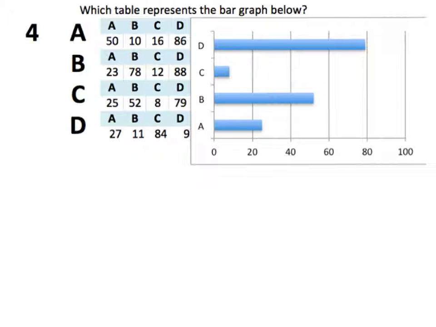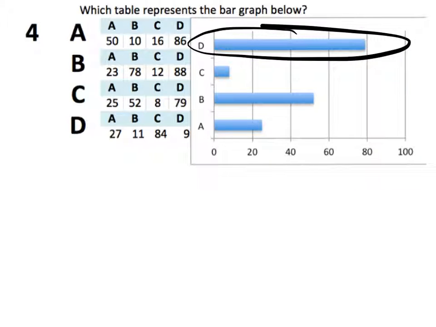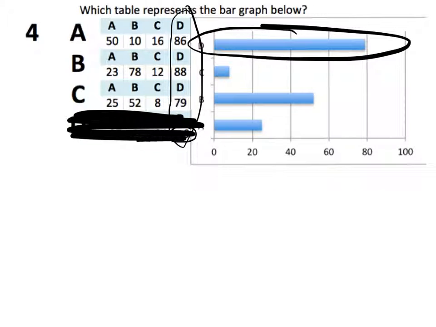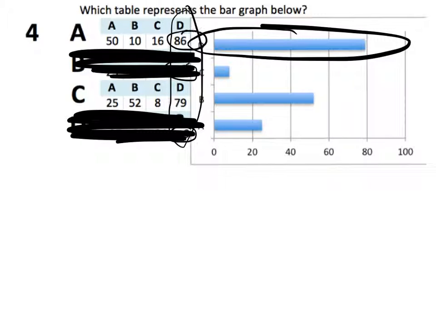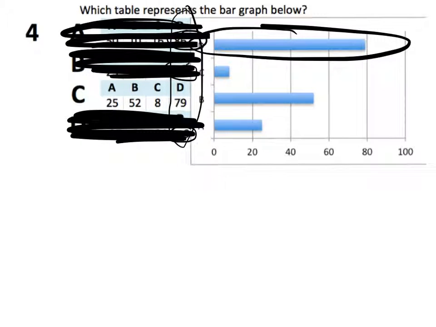On this graph, let's take a look at something like this one, D as in dog. It goes almost up to 80. So let's look at all of these. It clearly cannot be D. It does not go beyond 80, so it cannot be B, and it cannot be A. So the only choice is C.